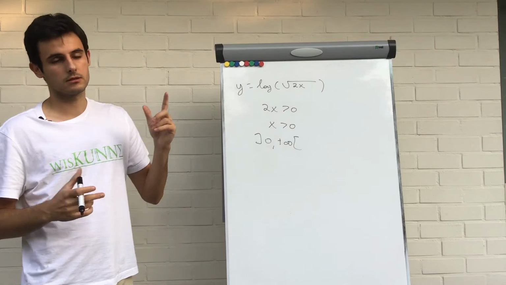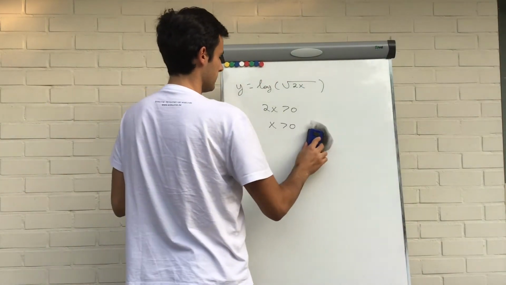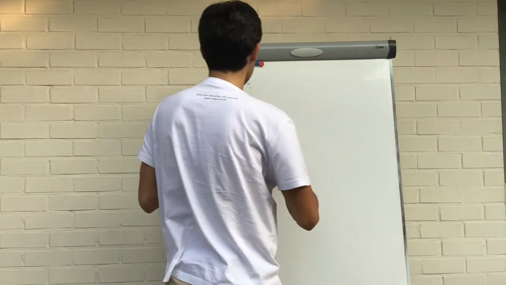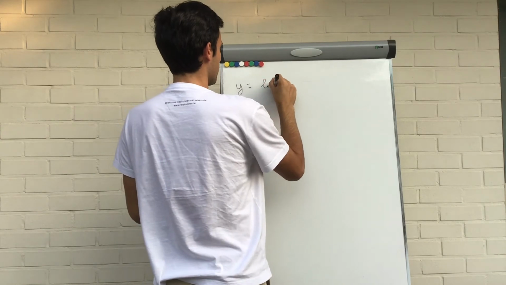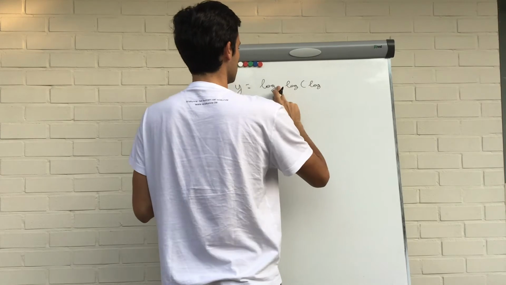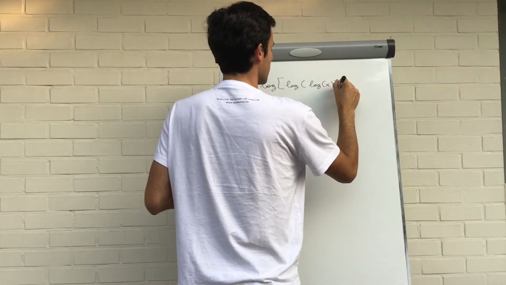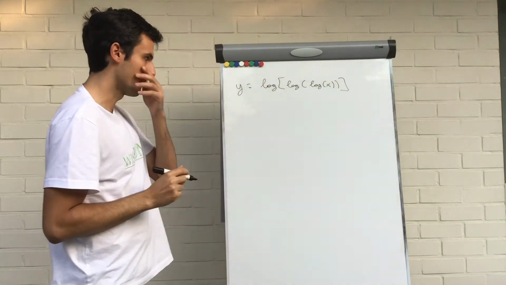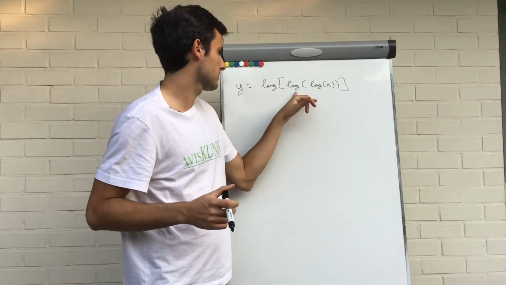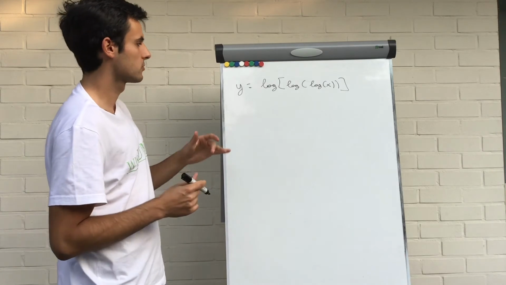Now the third exercise is the most difficult one. Suppose we have the logarithm of the logarithm of the logarithm of x, and I'll use square brackets. Like this. Now, how are we going to solve this? Because we know that for the logarithm, this must be positive, but then this must be positive, and we're a bit stuck.